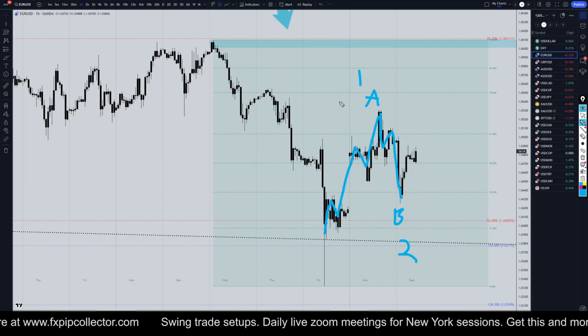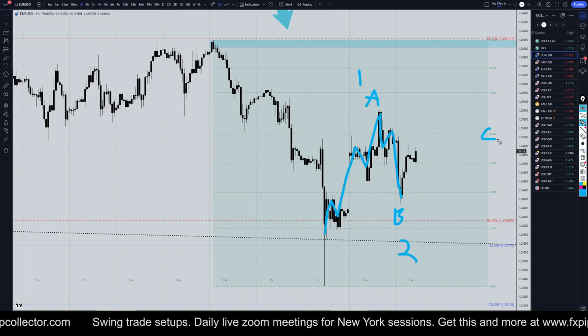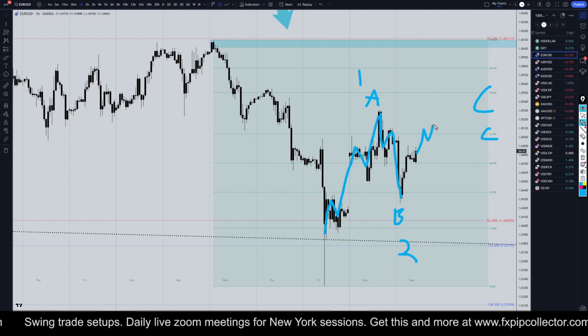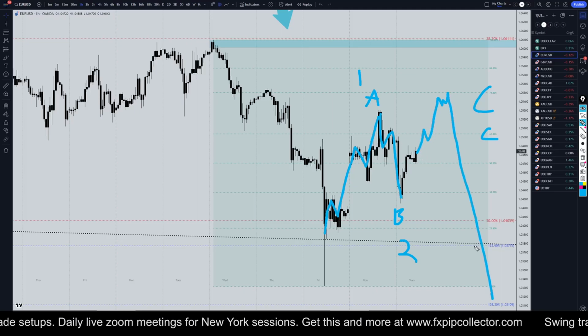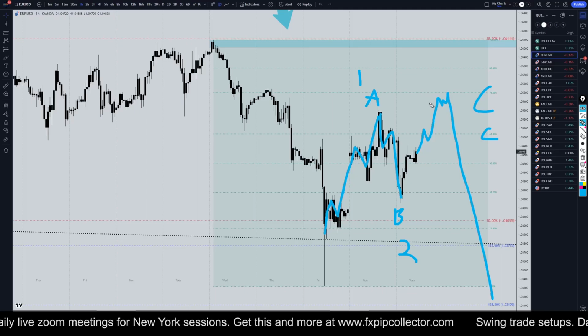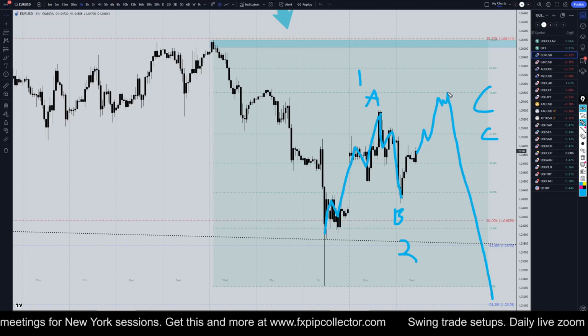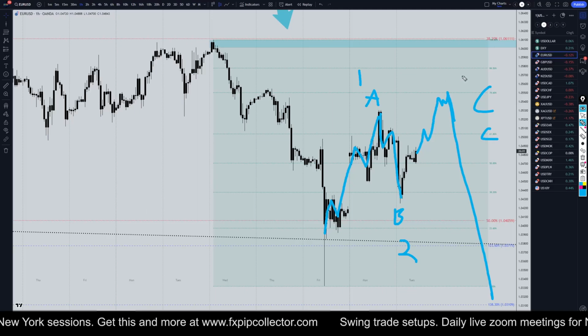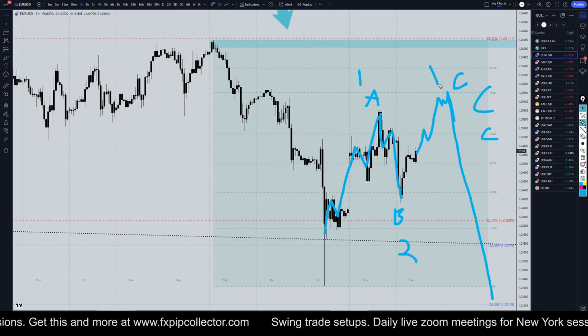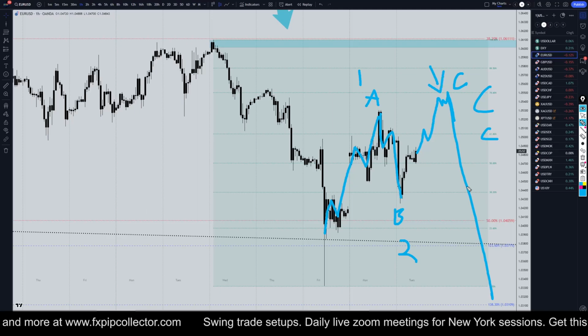But I think it's more likely another ABC correction, so I would pay very close attention to my Fibonacci levels, and I would be looking for a shorting opportunity at a fib level. I'd be looking to see if it respects a fib level, makes a nice engulfing move to the downside, and if it does, that would be my wave C, and that would be my next shorting opportunity.